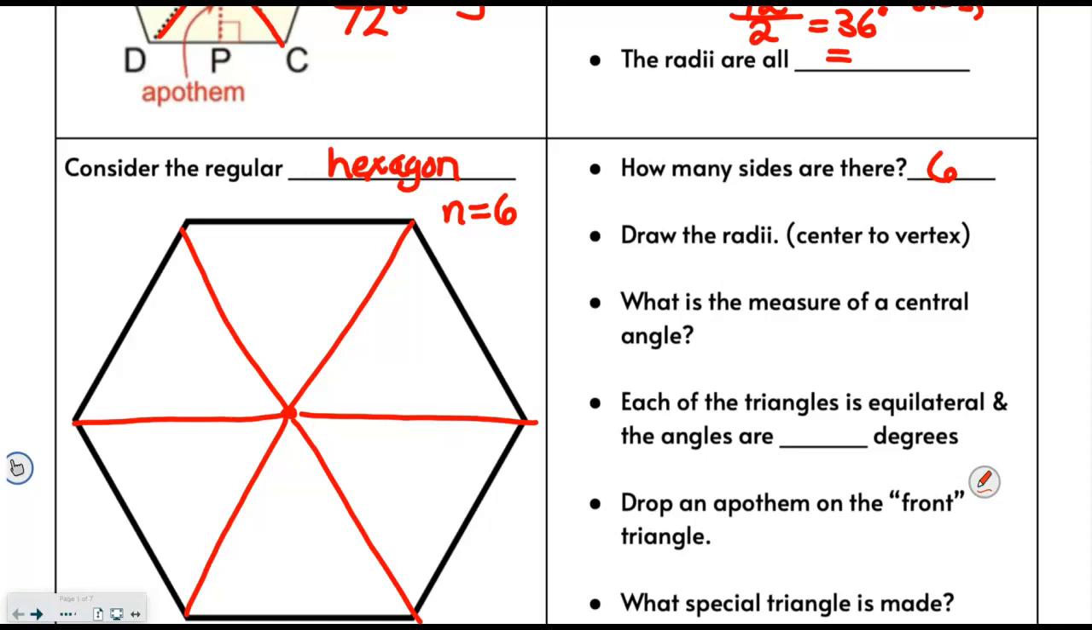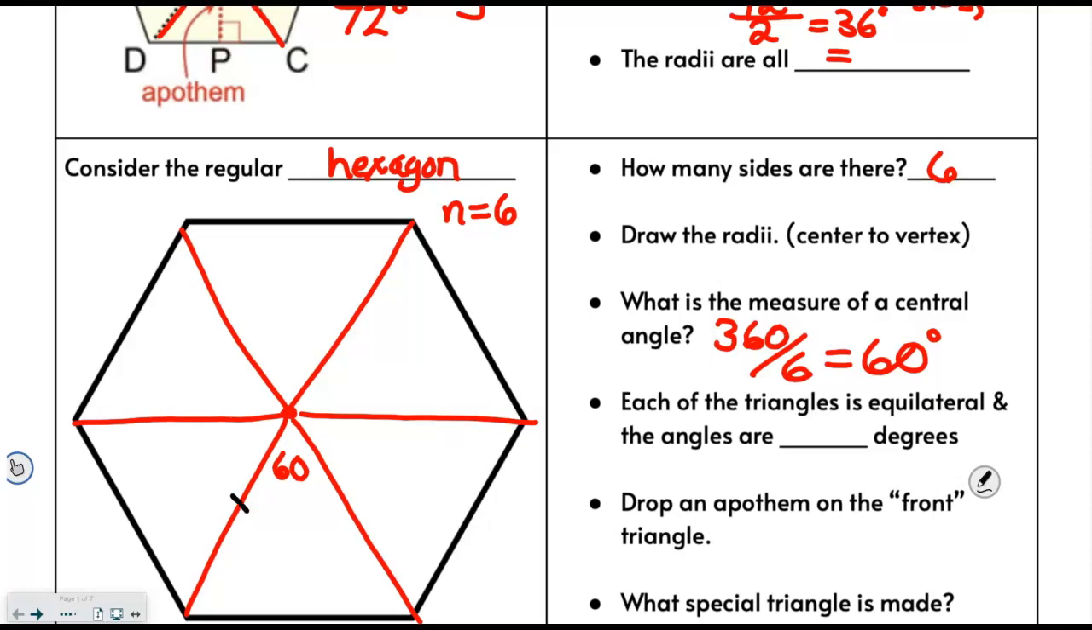What's the measure of the central angle? There are 6 of them around the circle. So we do 360 divided by 6 for a 60-degree central angle. I'm going to put that just on what I call the front triangle. It's just sort of front and center. That's 60 degrees. Now, with the hexagon, each of these triangles is actually a special kind.